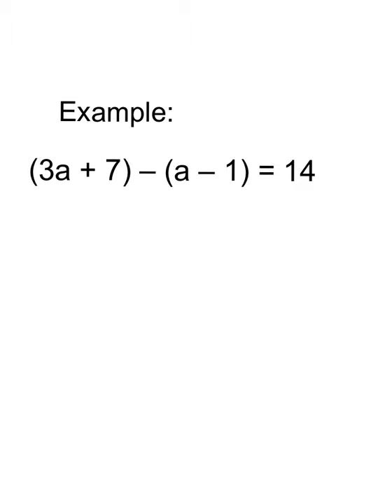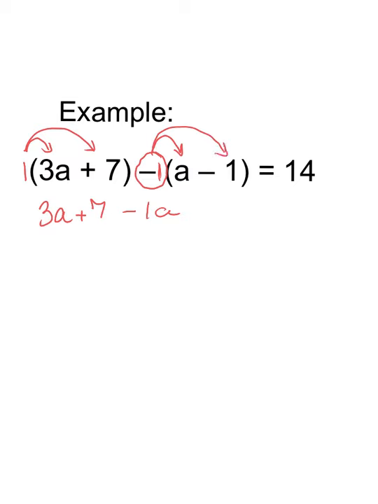If I look at the next example, first thing I want to do is look in front of the parentheses. There's a 1 in front of the first set. So when I distribute my 1, basically that means I end up with 3a plus 7. If I look at the second set of parentheses, there's a -1 in front. So I'm going to take the sign with that. -1 times a is -1a, and -1 times -1 is +1. Copy down the rest of the problem.